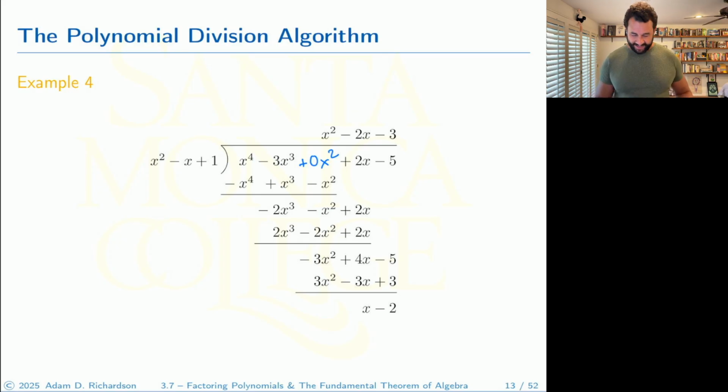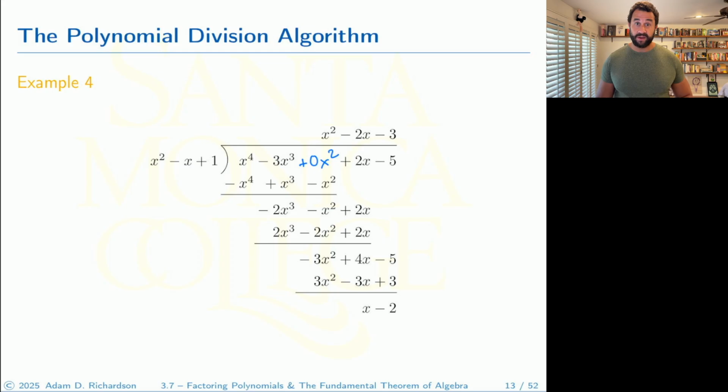So here we go. What do I multiply x squared by to get negative 2x cubed? Negative 2x. So I'm going to write negative 2x up here. Now I just follow my nose. Negative 2x times x squared is going to be negative 2x cubed. The sign changes. Negative 2x times negative x is positive 2x squared, but then the sign changes. Negative 2x times 1 is negative 2x, but then the sign changes. And now I add. Here we go. That gives me 0. This gives me negative 3x squared, and this gives me 4x. Then I bring down the negative 5.